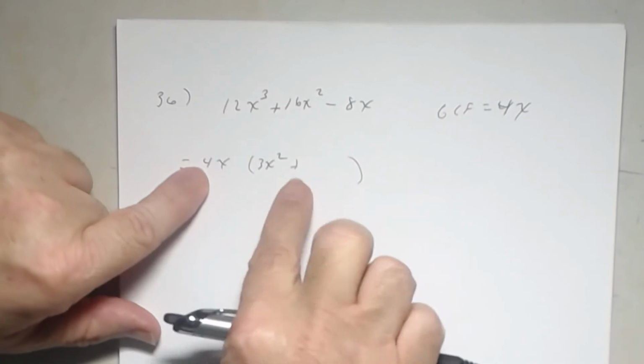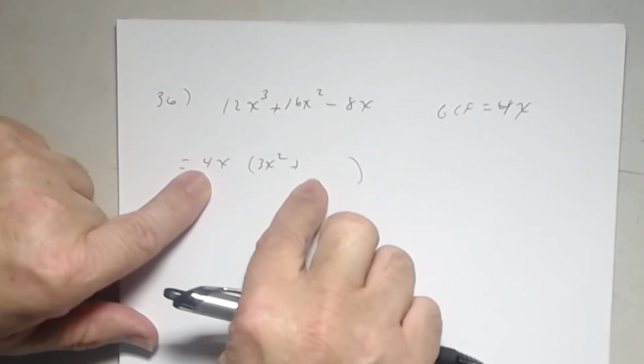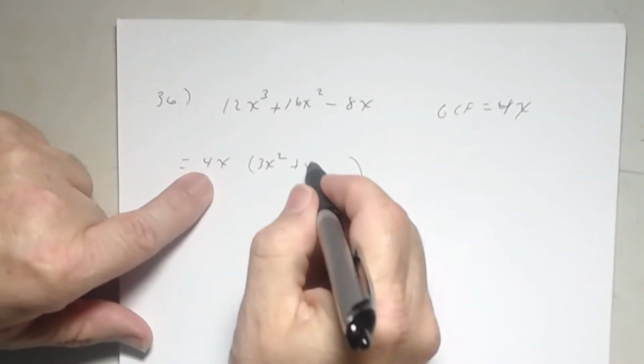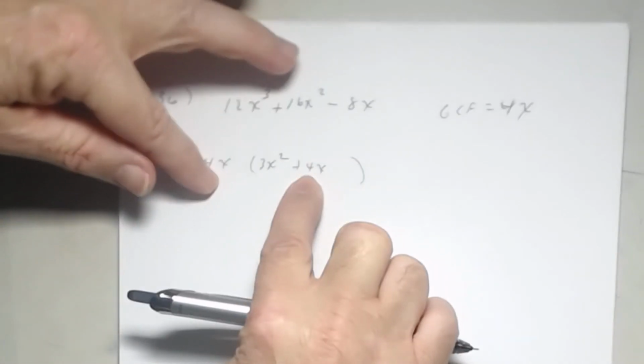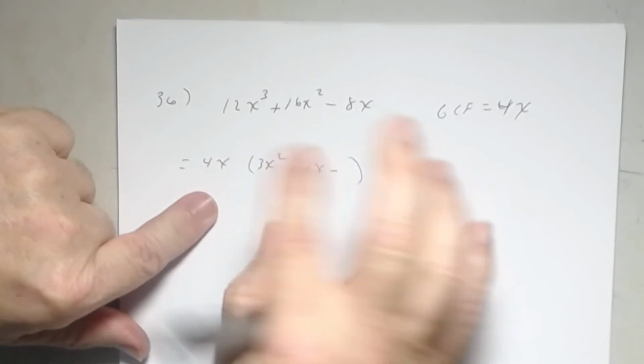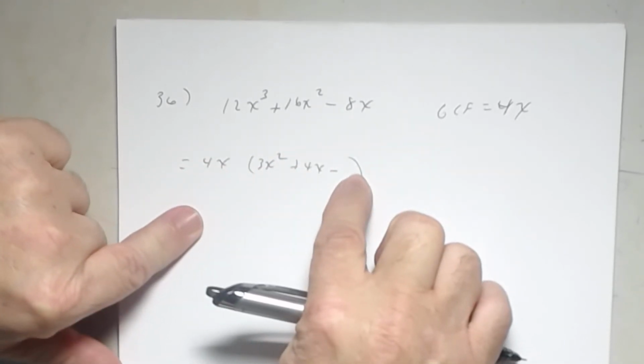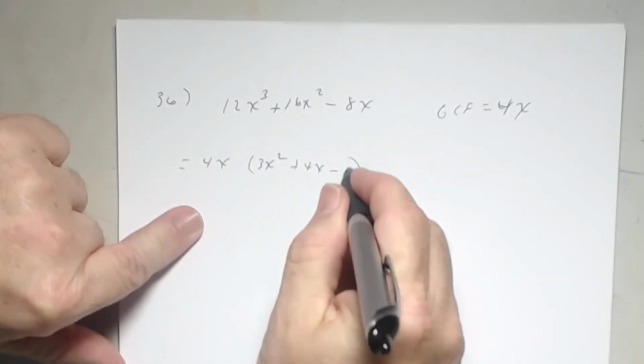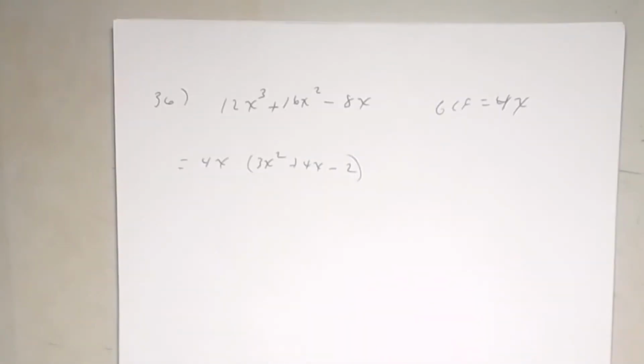Plus 4 times what is 16x squared? 4x. And you can check. 4 times 4 is 16. X times x is x squared. Minus 4x times what is 8x? 2. Very good. And that's it. You're done.